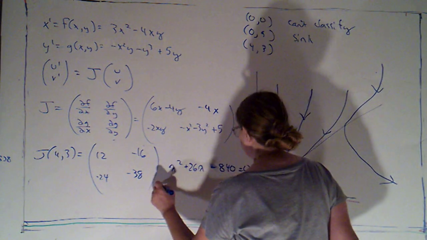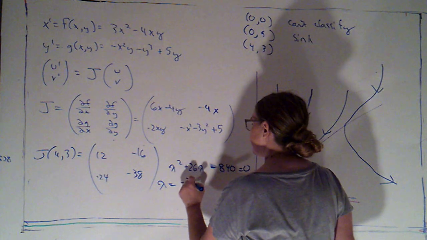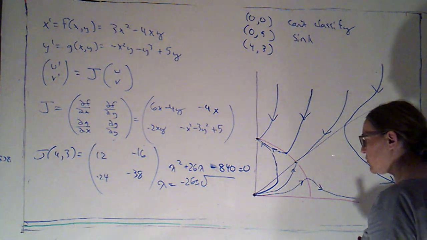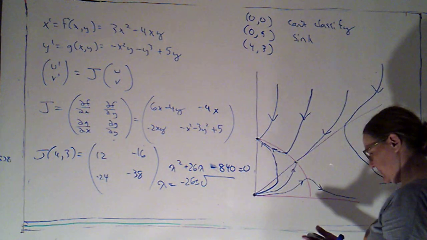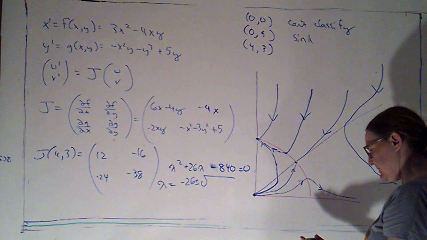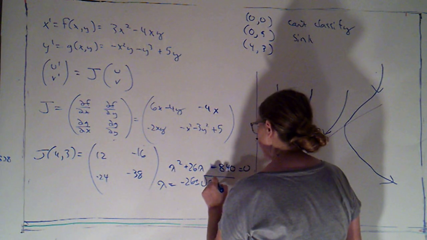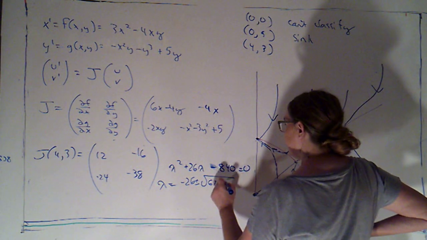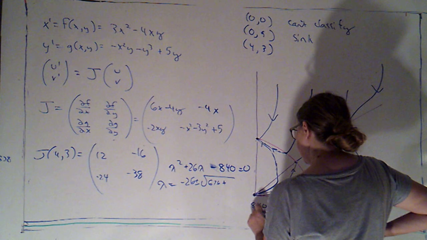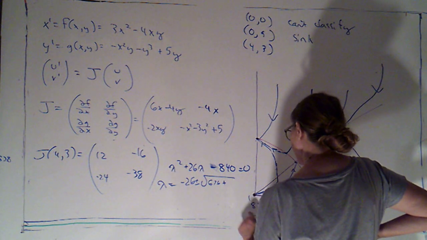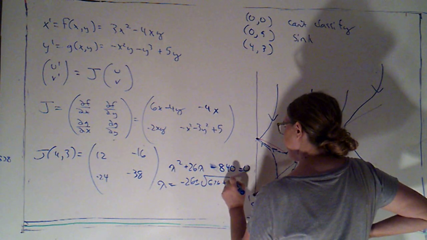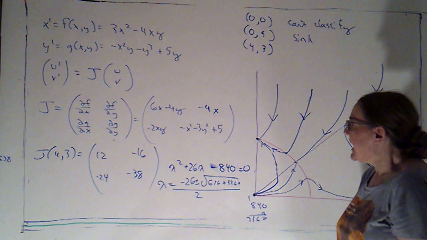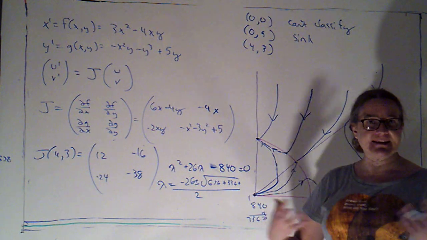Okay. So I'm just going to use the quadratic formula. Lambda is negative 26 plus or minus the square root of 26 squared. Oh, I'm feeling so lazy. 676 minus 4 times a times negative 840. So that's going to become plus 840 times 4, 3360, all over 2.